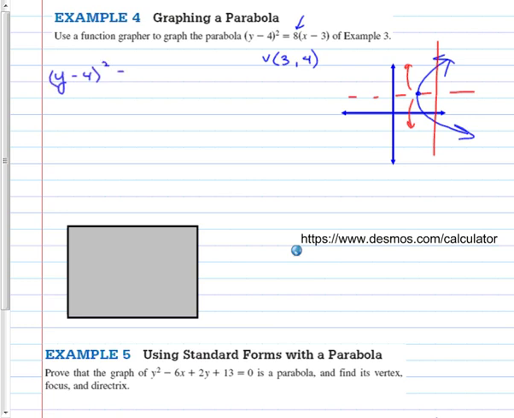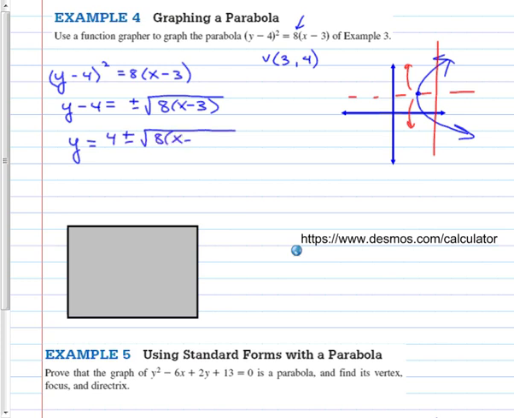(y - 4)² = a(x - 3). What we need to do is solve for y. So y equals is the idea I'm trying to get to. To get rid of that square, I take plus or minus the square root. y - 4 equals plus or minus the square root of a(x - 3). And then just add 4. y equals 4 plus or minus the square root of a(x - 3).